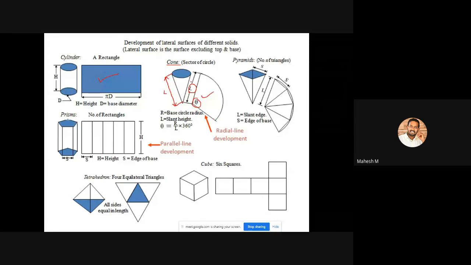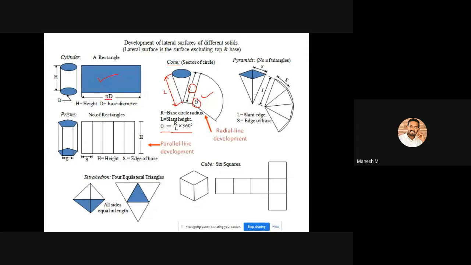Or else you can use your compass. You can measure this particular length and create a line with the length of this value. Also, you have to find the theta, because this particular lateral surface should be equal to the circumference of this cone. For finding the value of theta, you need to use this formula: theta is equal to capital R divided by capital L into 360 degrees. Please make a note of it. This formula is very, very important.